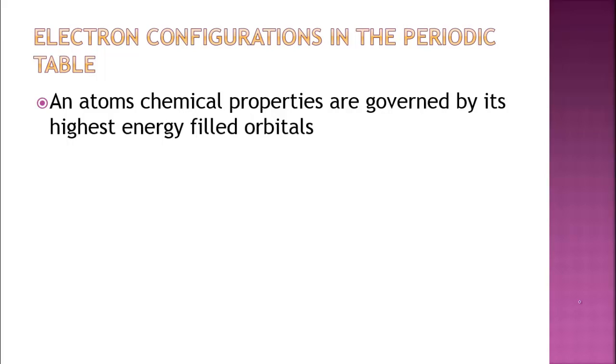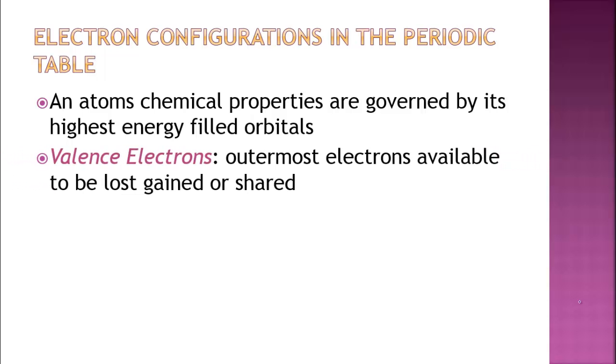So when we look at an atom and how it actually reacts and why it reacts, its chemical properties are all going to be governed by its highest energy-filled orbitals. We know we start by filling in the lowest and we go to the highest. Well, it's those electrons that are in the highest energy that actually govern how an atom or element reacts. These electrons are called valence electrons. So these are our outermost electrons. These are the ones that can be lost, gained, or shared when we start building or doing some reactions with the different elements.